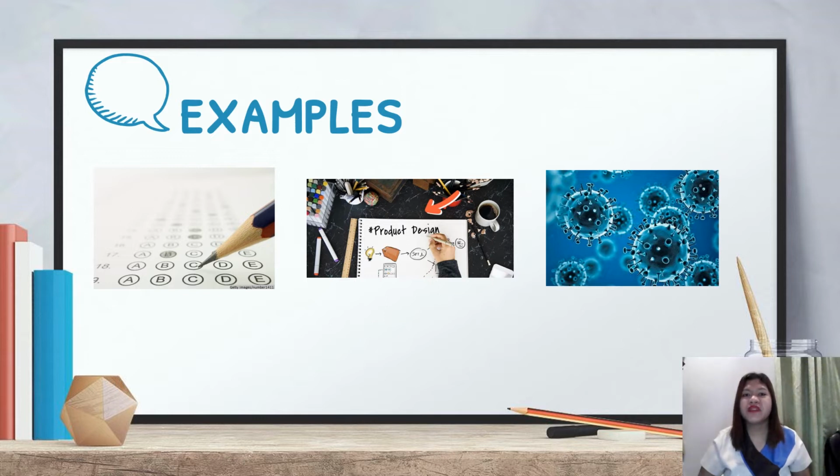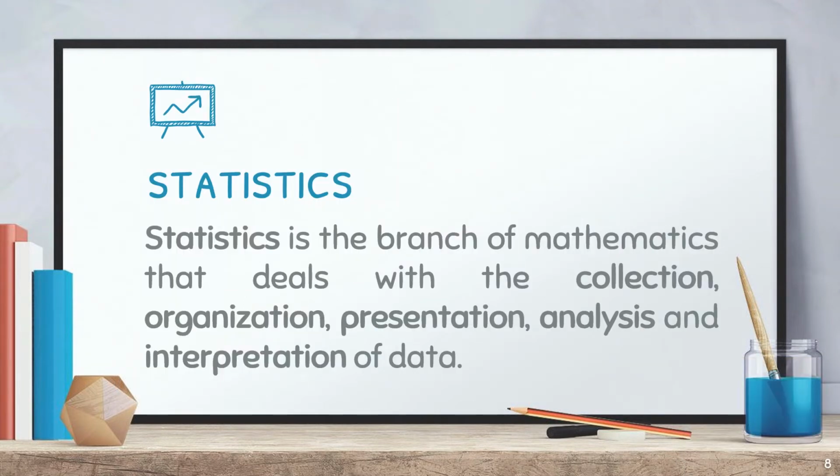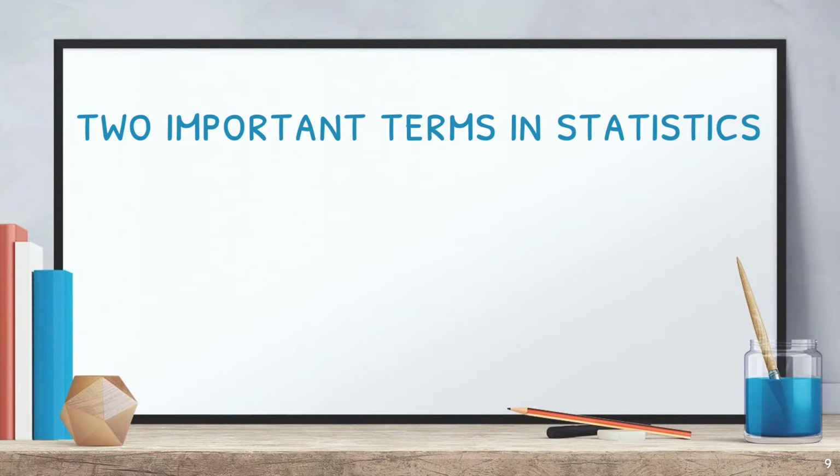Those are some of the situations where we can use statistics. But what do we mean by statistics? Statistics is the branch of mathematics that deals with the collection, organization, presentation, analysis, and interpretation of data. There are two important terms in statistics. One is population, and the second one is sample.